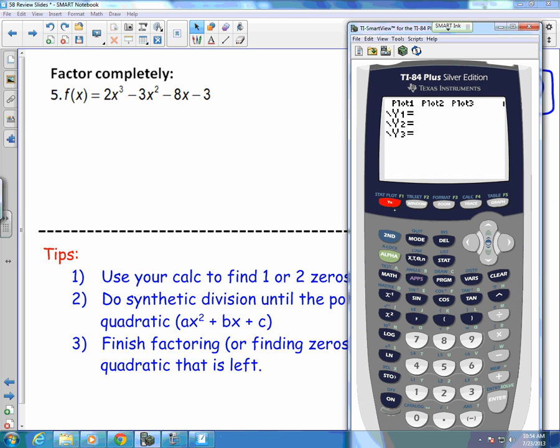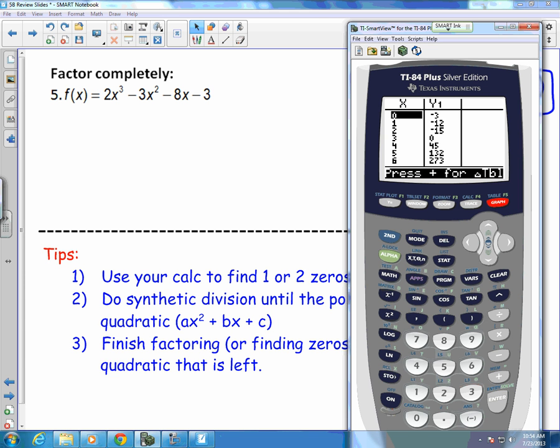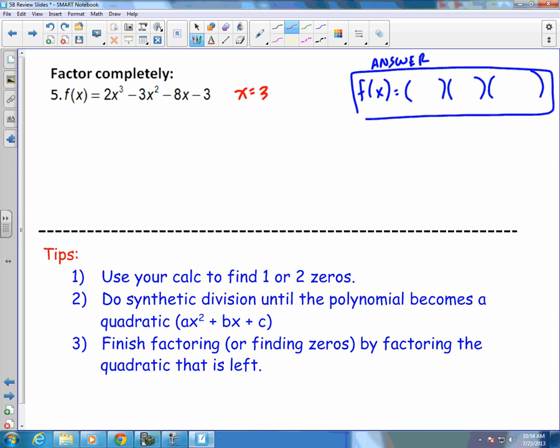So I go to my y equals, I type the equation in. Be careful to make sure it's in there correctly. Okay, 2x to the third minus 3x squared. See, I already messed up. Okay, so 3x squared minus 8x minus 3. All right, at this point, I just want one zero. So I look at my table and find the x values where y is 0. The zeros of a function are the x values for which y is 0, and I see one right there. I don't need to go any further. I found x equals 3 from my calculator.